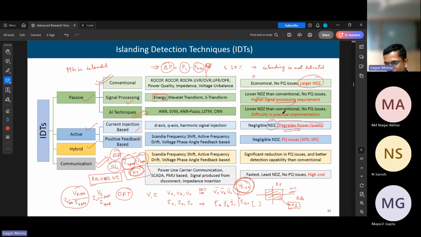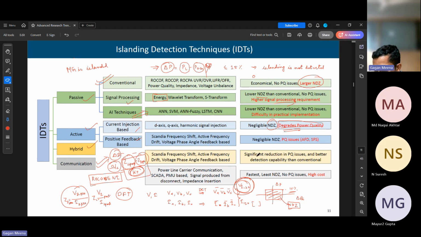So this will reduce the power quality issue. Not completely mitigate it, because there is still some injection, but it will be there only for a very short duration, whenever the islanding is detected. In normal duration, there will be no such injection. That's why hybrid is much better than active.